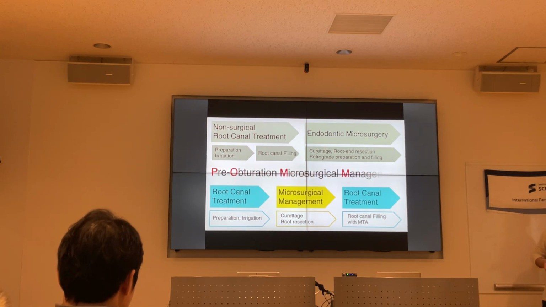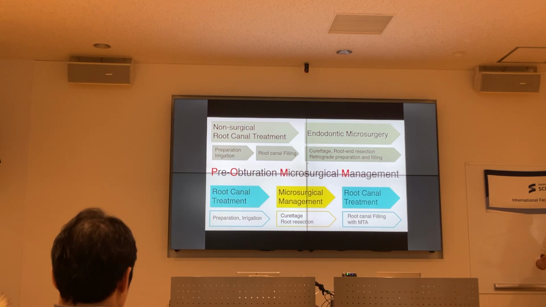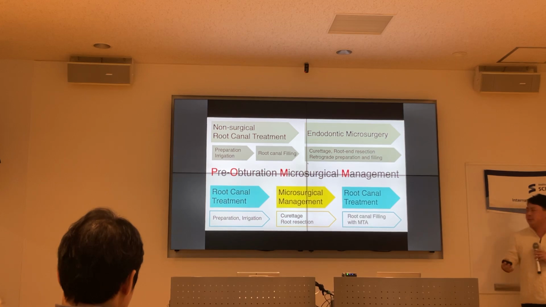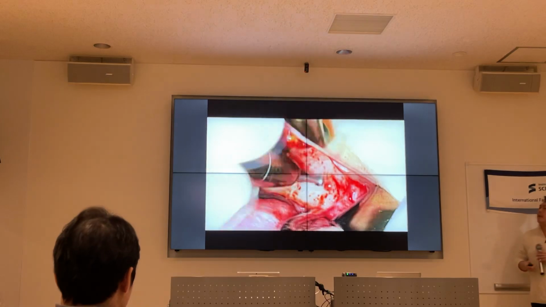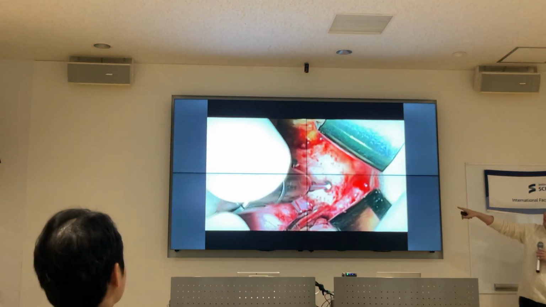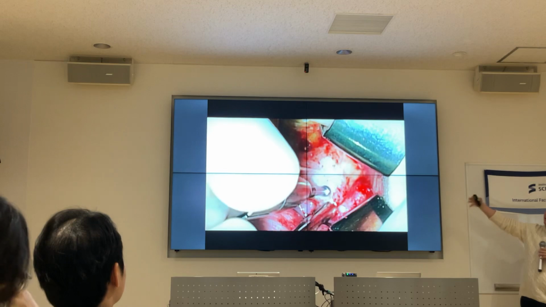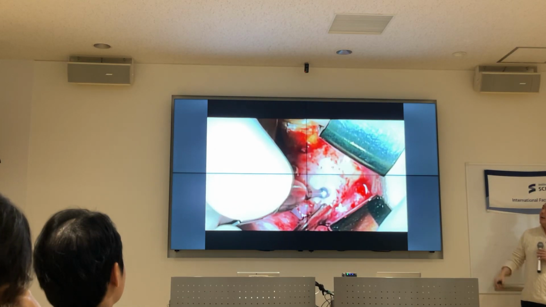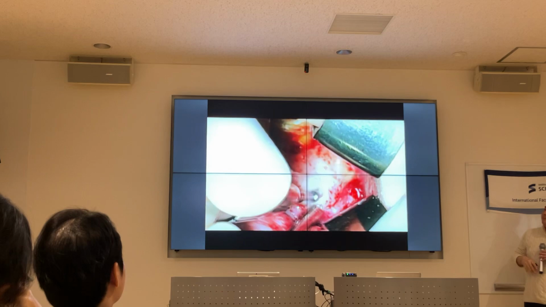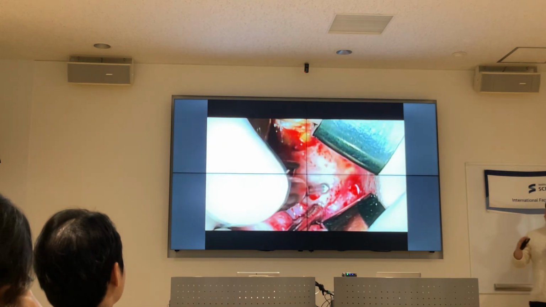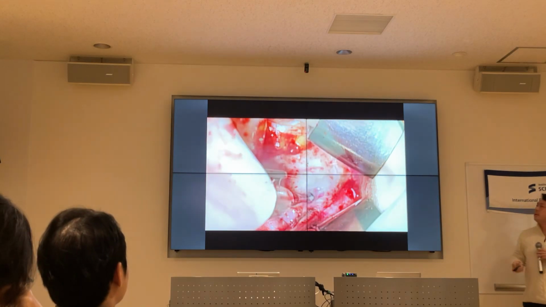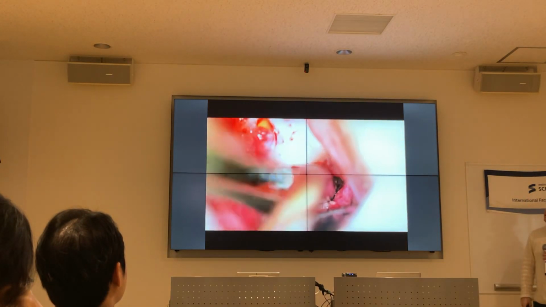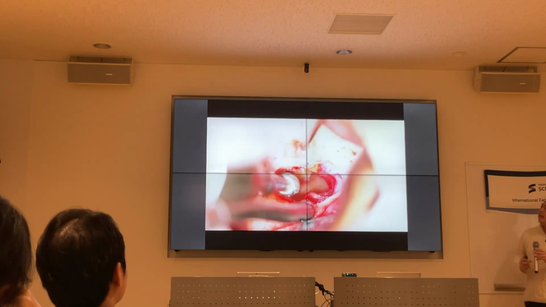I call this technique pre-obturation microsurgical management. It means that before root canal filling, I perform a surgical procedure, and then after that, root canal filling. This is a movie of the microsurgery. In this case, there was no bone window in the lateral cortical bone, so we have to do an osteotomy. I think this is a very difficult point, especially in molars. This is cutting the root end using a round bur.